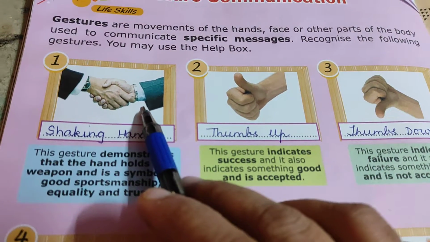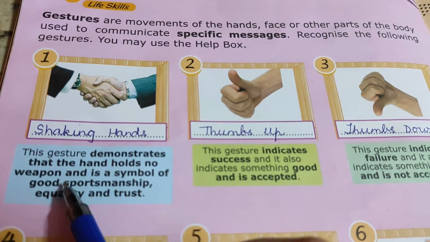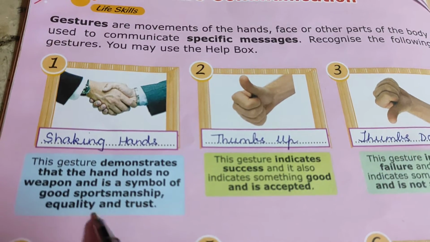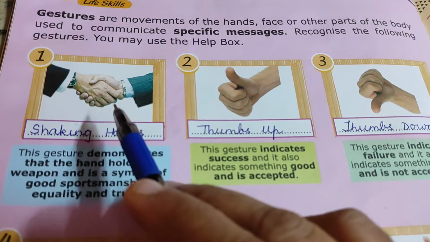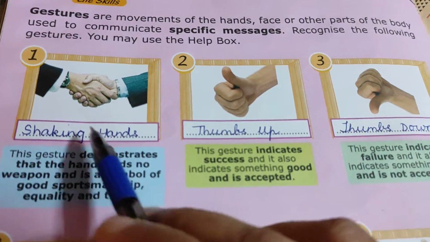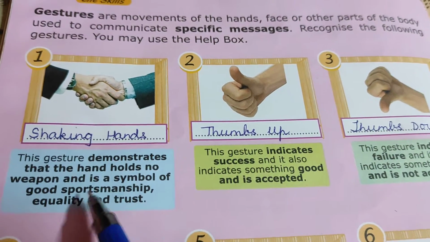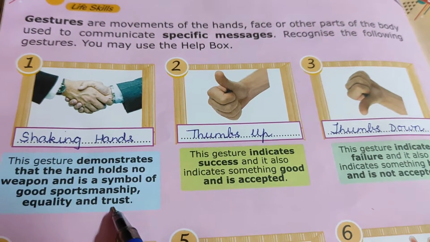The first picture, as you can see, this gesture demonstrates that the hand holds no weapon and is a symbol of good sportsmanship, equality and trust. So this gesture, most of us commonly follow it, and it is the shaking of hands. And shaking of hands denotes good sportsmanship, equality and trust in the other person.